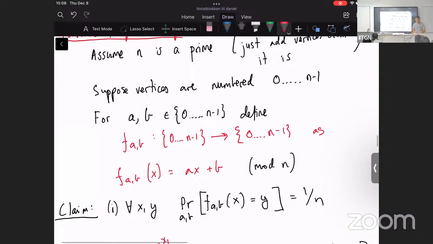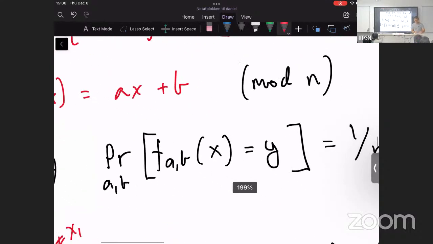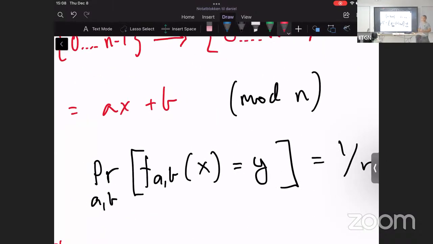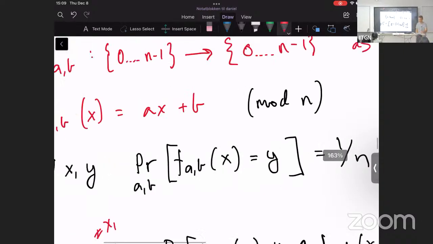Now I claim the following, that for every pair x, y from 0 to n minus 1, if I pick a, b uniformly at random, then the probability that f_{a,b}(x) will be equal to y is 1 over n. And this is fairly easy to see because first pick a uniformly at random, then ax will be something, then there is exactly one choice for b that will make ax plus b equal to y. So this is equal to 1 over n.